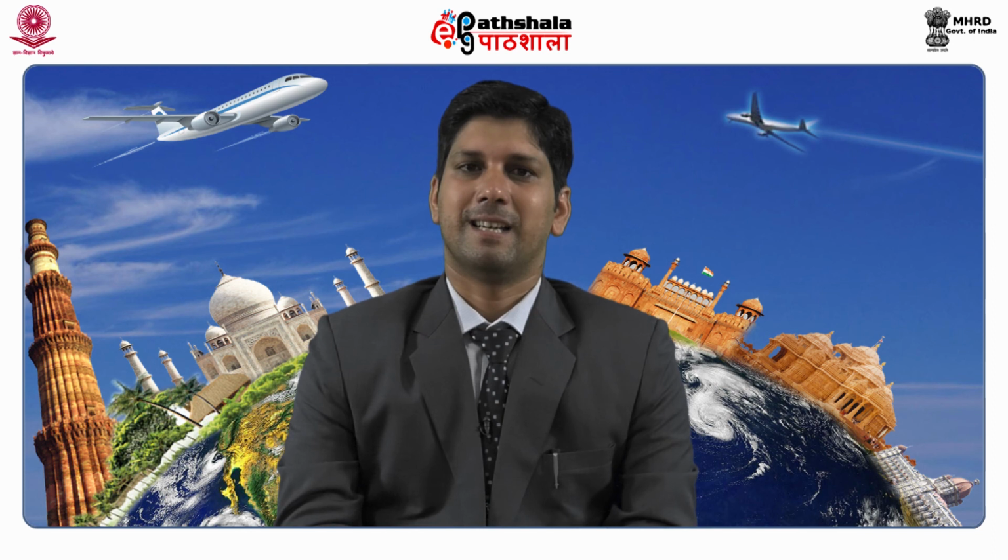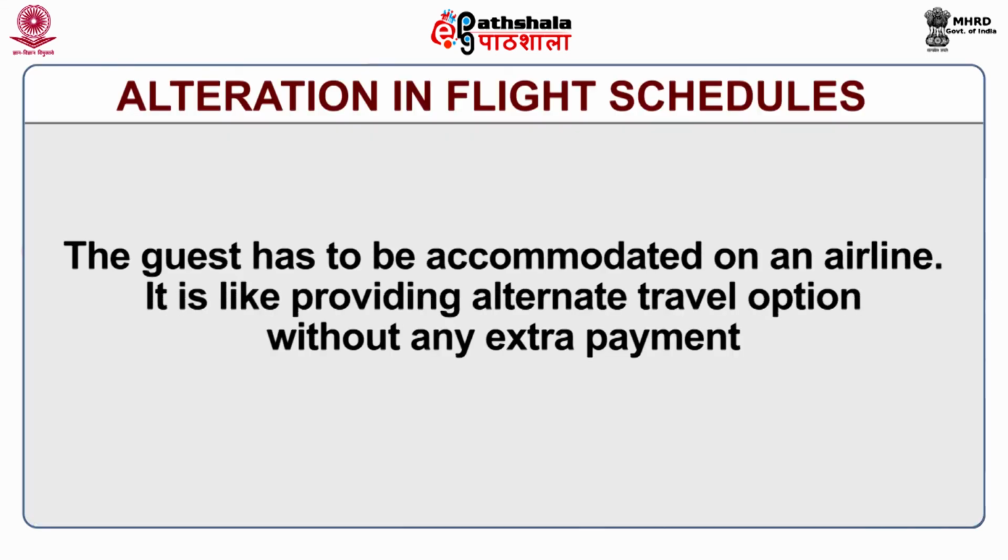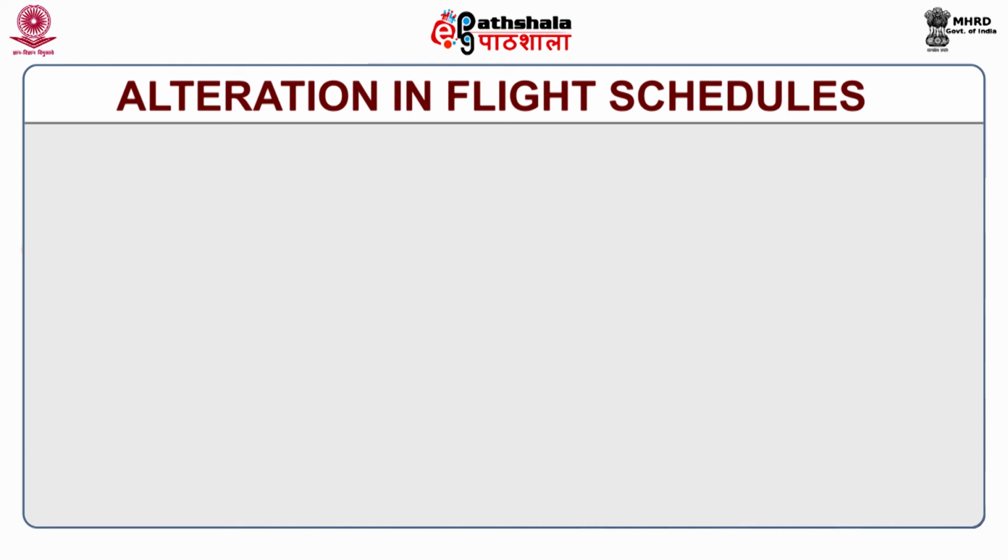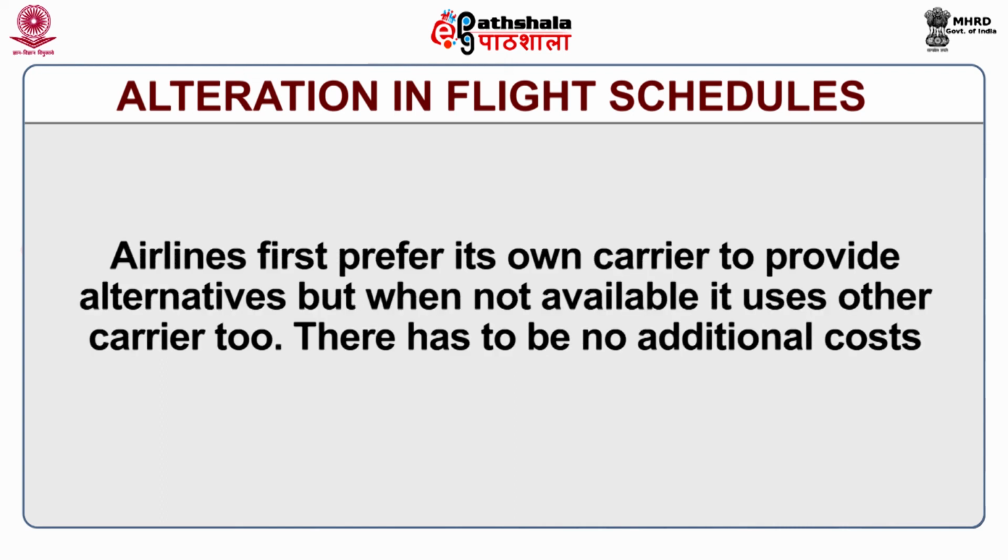The airline's rule clearly states that if a flight is delayed or cancelled, the passenger should be rerouted or a connecting flight be provided to the guests. The guest has to be accommodated on an airline. It is like providing an alternate travel option without any extra payment. Airlines first prefer their own carrier to provide alternatives, but when not available, they use other carriers too. There has to be no additional cost.